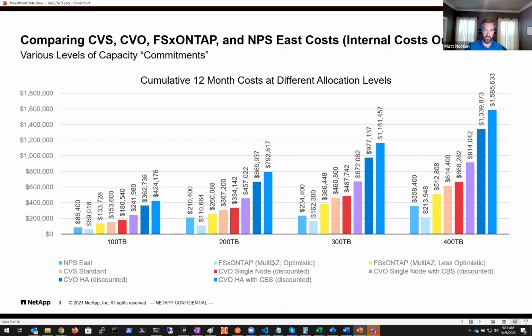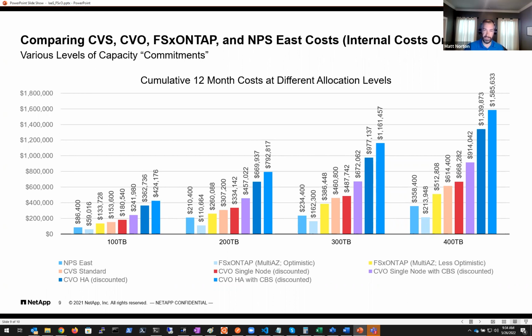So it's double the storage. Again, if this was single AZ, which could be an option for you, it would be half of what these actually are. So this is, in that respect, kind of a worst case scenario. I've also got optimistic here in the light blue versus less optimistic in the yellow. So what that means is how much storage is deduplicated or compressed or compacted. And that's all, of course, based on your specific data. It's going to vary between people. Yours will not be the same as mine.